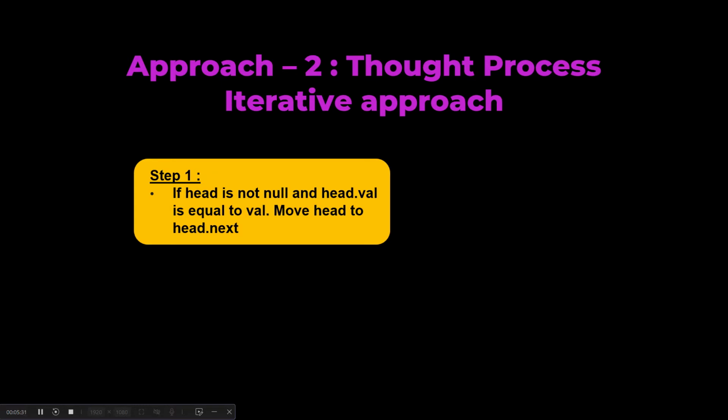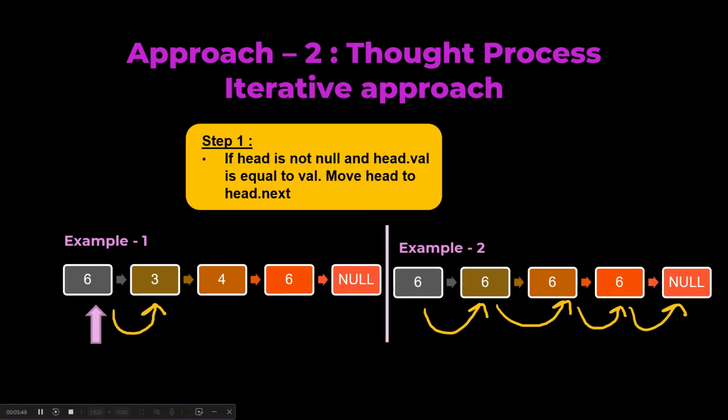So let's start with step 1. In this step, if head is not null and head.val is equal to val, then we have to move the head to head.next. This step is to ensure that we are at the value that is not equal to the given value. If you have a look at this example, it will be clearer. Example 1, 6 is the head node, 6 is equal to 6. This is the value that we need to delete, so we will move the head to head.next. In example 2, all the values are equal to the value that we need to delete. So at the end, the head will be pointing to null. So this is step 1.